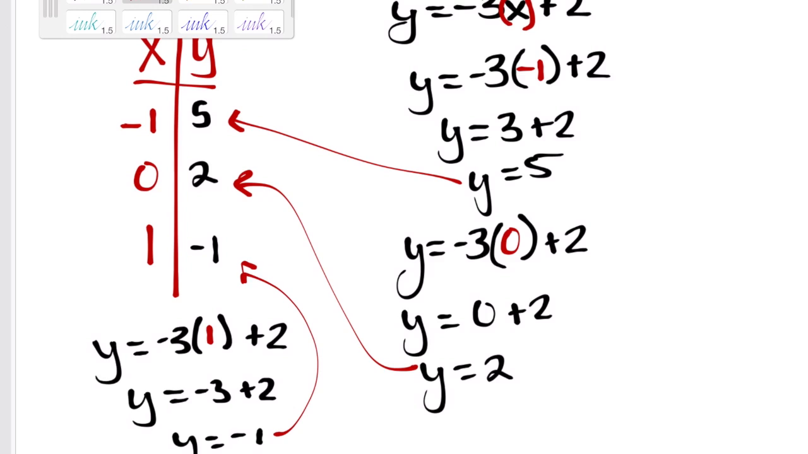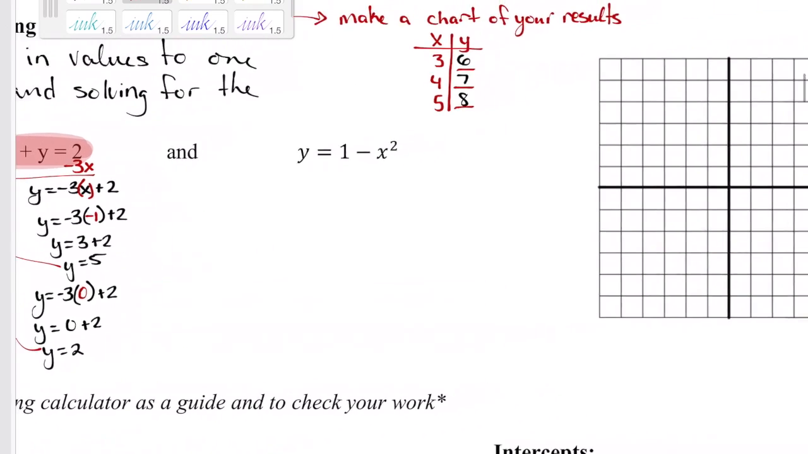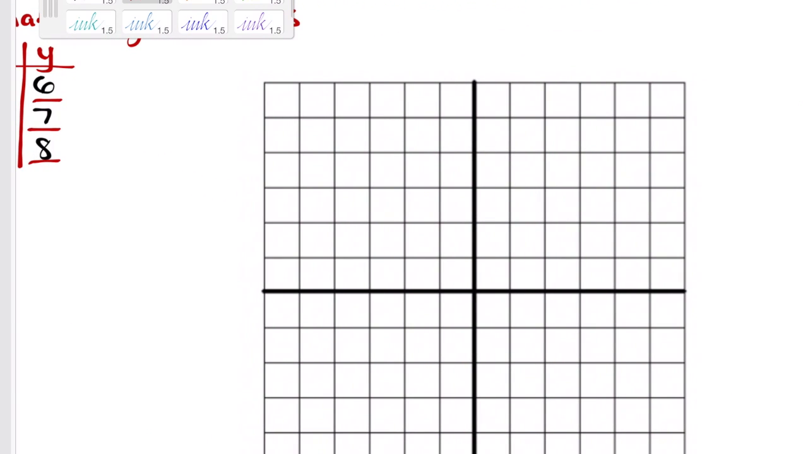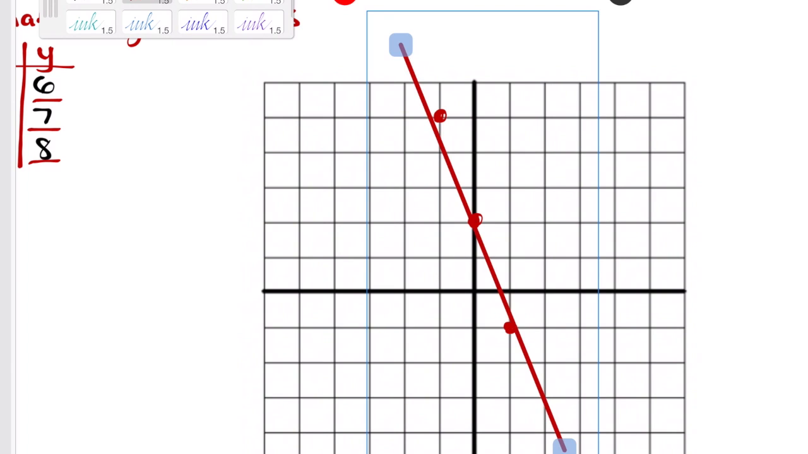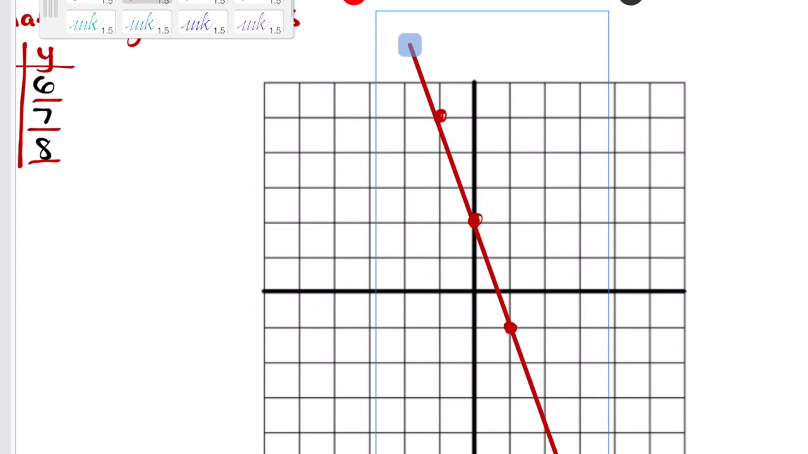So now that I've got these points, I'm going to plot them. My first one is (-1, 5). So over here, -1, up 1, 2, 3, 4, 5. The second one was (0, 2). So not going left or right, just going up. And then (1, -1).